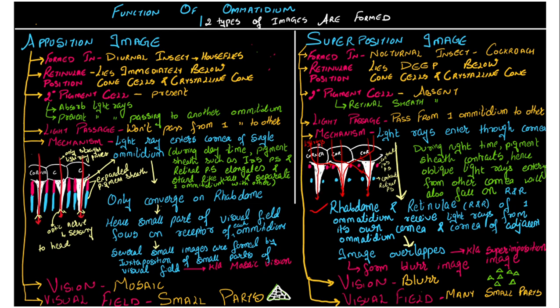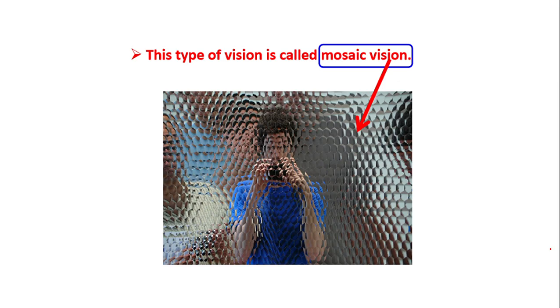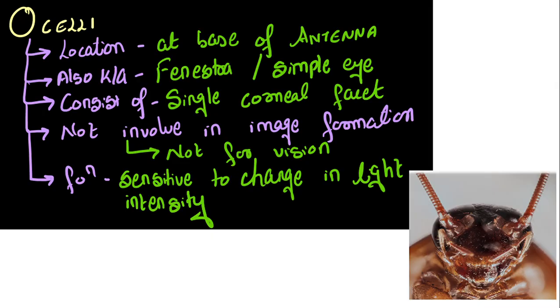Here in the picture, you can see a light ray passing from one cornea, and the same light ray can pass from another cornea, due to which overlapping of the image will be there. Whatever I explained, the same thing I have written over here, right? Here in the picture, this is the mosaic vision. In small parts you will see many different parts. That means a hand will be seen somewhere, a leg somewhere else, there will be overlapping and blur. Like this you will be able to see mosaic vision.